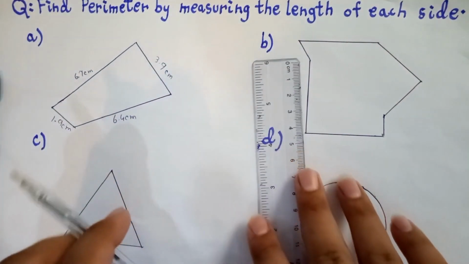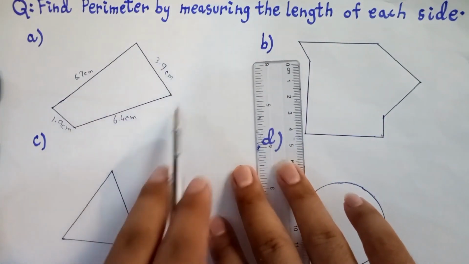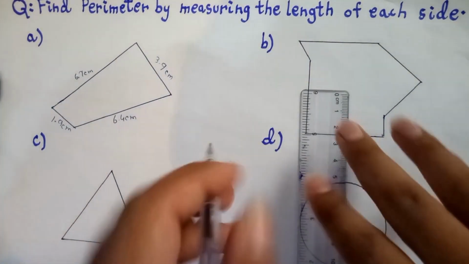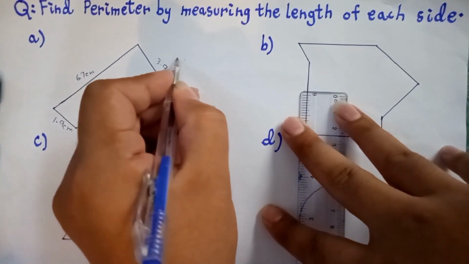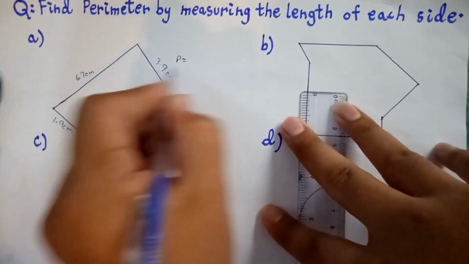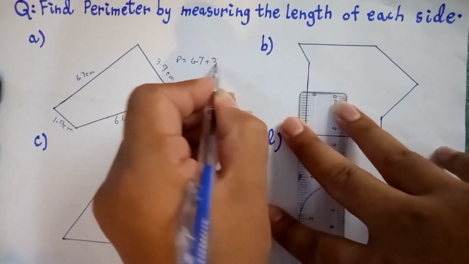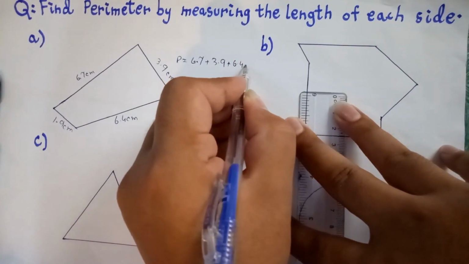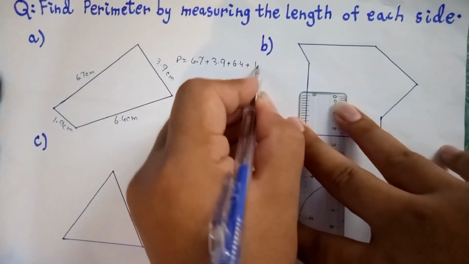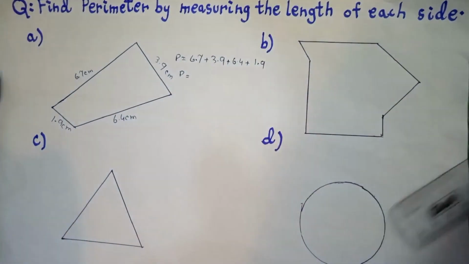So actually the perimeter will be equal to the sum of all the sides. Clear? So here we have to add all the sides. It means that I can write perimeter is equal to 6.7 centimeters plus 3.9 centimeters plus 6.4 centimeters plus 1.9 centimeters. Okay, so perimeter will be equal to the sum of all the sides here.